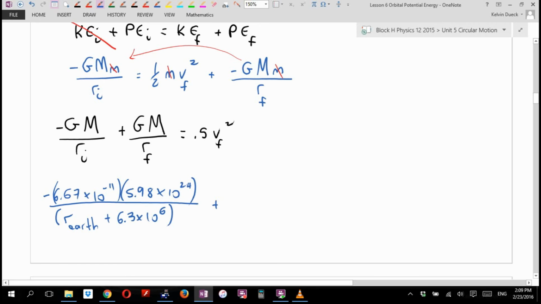Plus 6.67 times 10 to the negative 11, 5.98 times 10 to the 24th. What's my final radius?